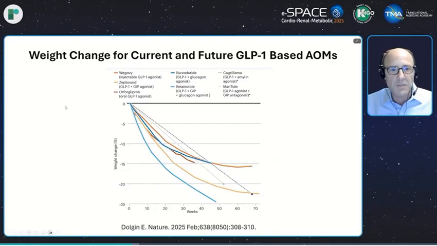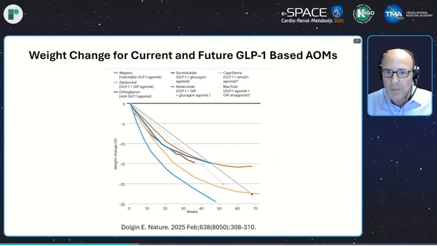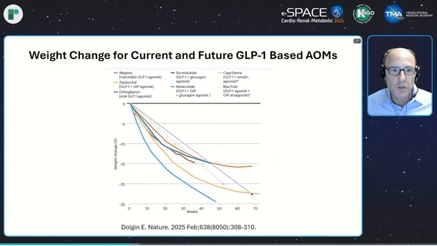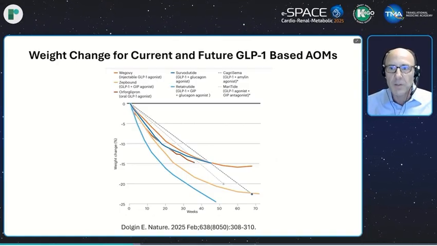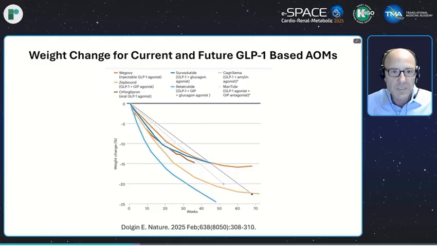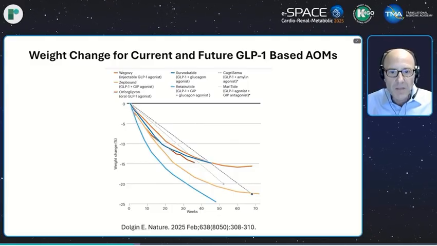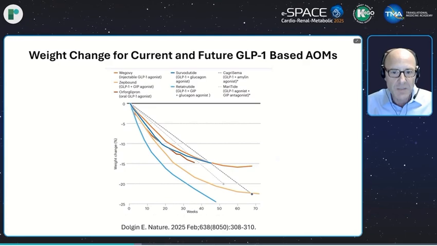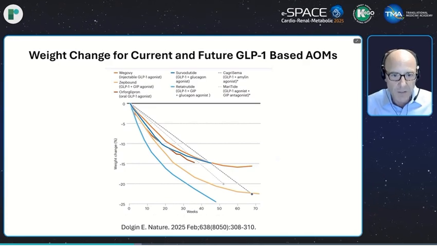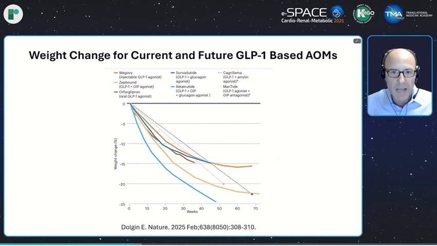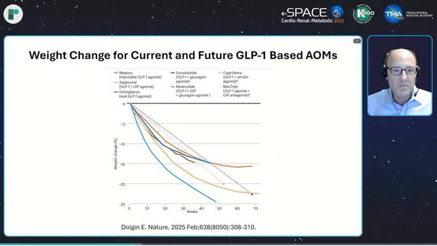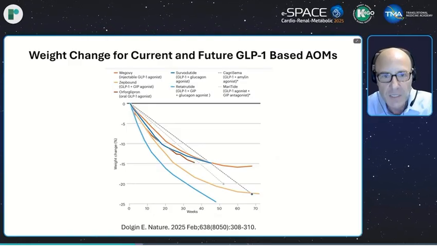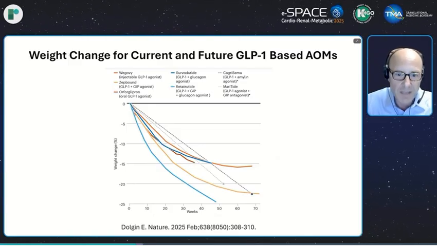So finally, I just wanted to finish up with looking at the future. And this is a slide looking at the weight change for current and future GLP-1 based medications. We have the single agonist, the dual agonists like tirzepatide, and you can see the one that's giving us the most weight loss on this slide is a triple agonist. But there's multiple medications in development right now, so the future is very exciting.